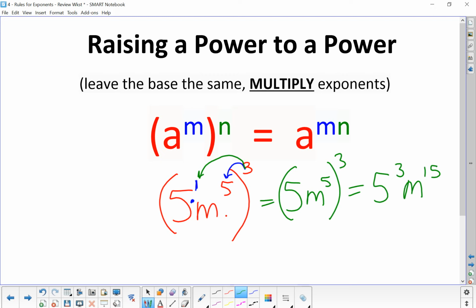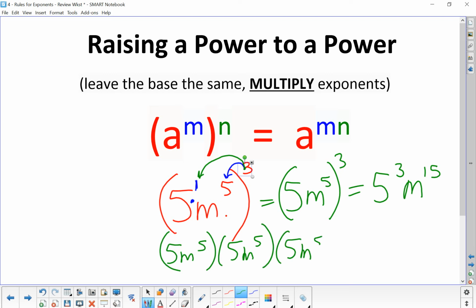They both would be multiplied by themselves 3 times, right? So 5m to the 5th times 5m to the 5th times 5m to the 5th. And now you can clearly see that there are 3 5s.